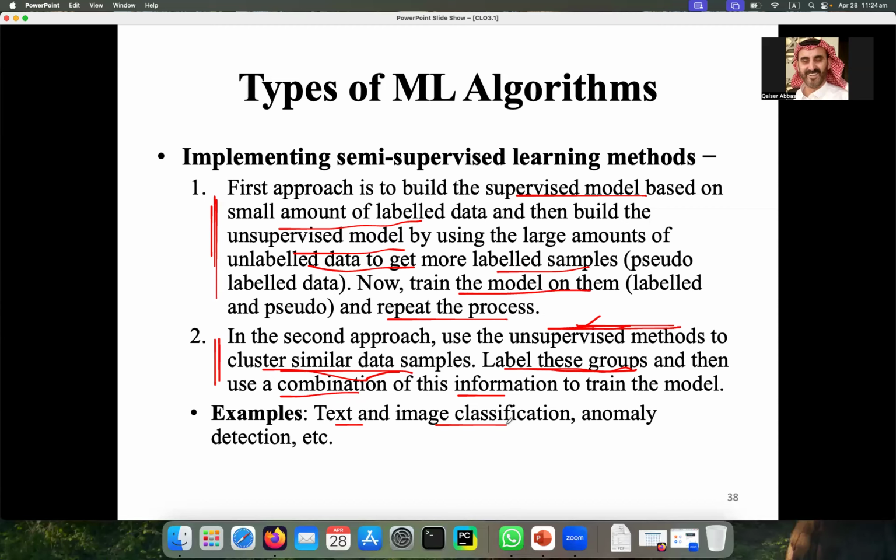And then your model is differentiating these different species, or categorizing the animals. So that can be through image classification. Text categorization, text classification is spam, not spam. Anomaly detection, you already know, etc., etc.